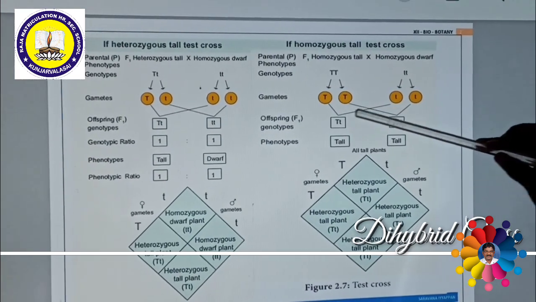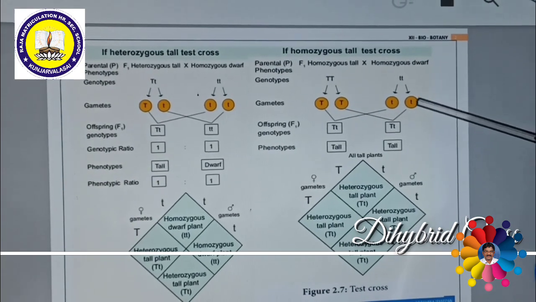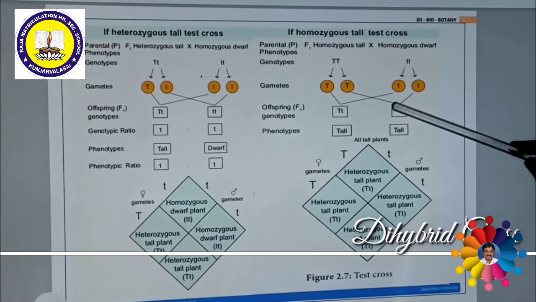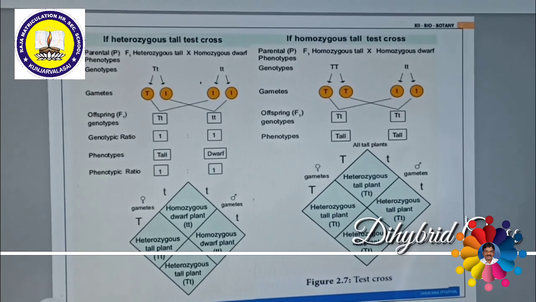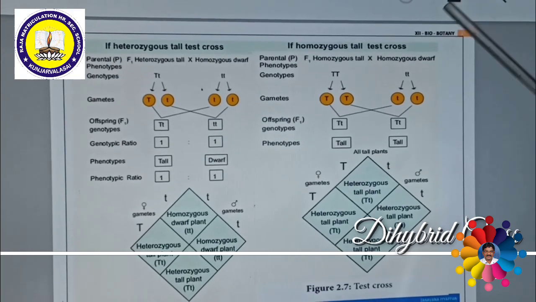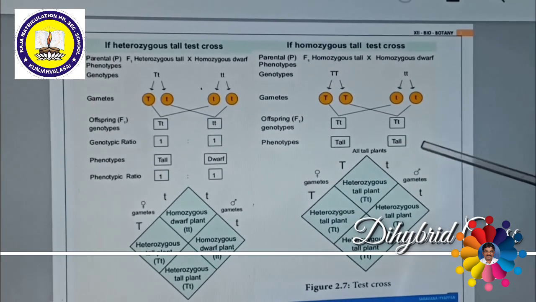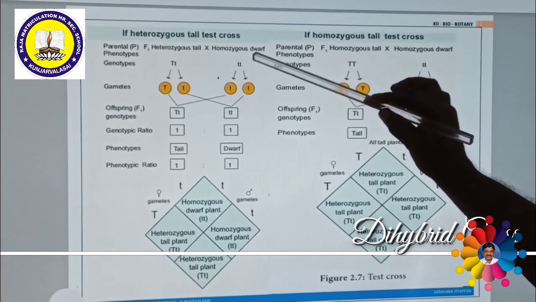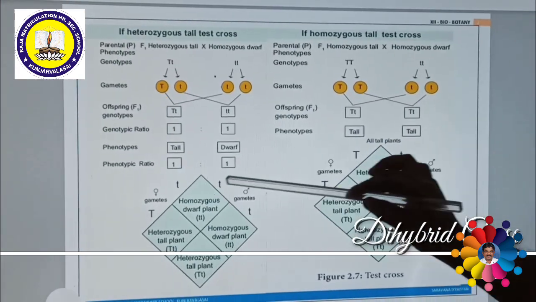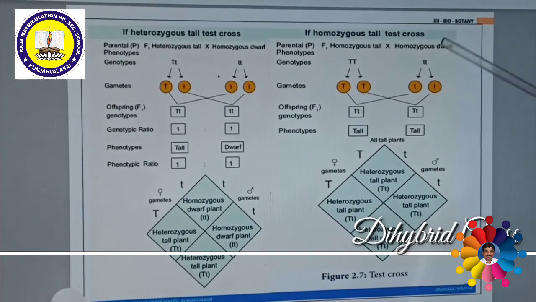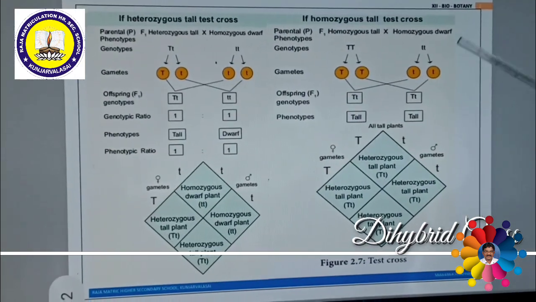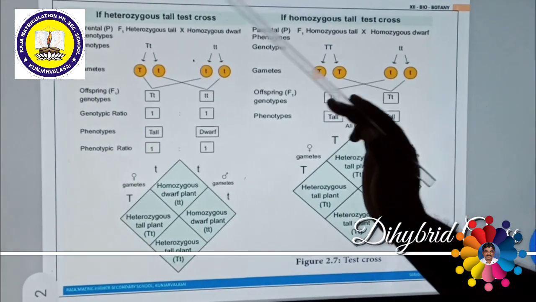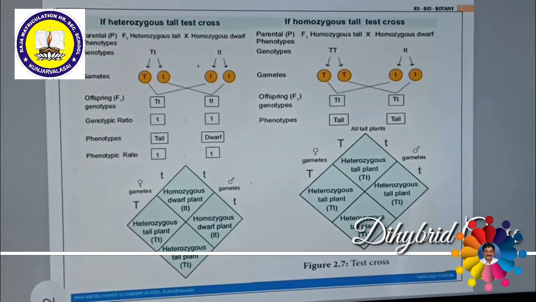If you cross capital T with small t, that is also capital T, small t. All are the same. That is heterozygous tall. The genotypic ratio is 1 only. All are tall, that is the phenotype. So understand the difference. A heterozygous tall crossed in a test cross with a homozygous recessive will produce 1:1. So this is the test cross. A test cross is nothing but a homozygous recessive parent crossed with any individual having an unknown genotype.